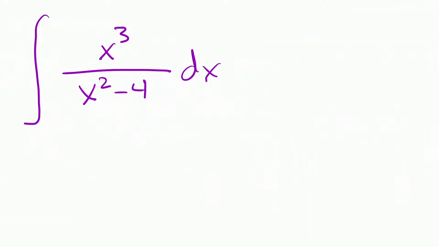Okay, so let's deal with this first one. This is an improper fraction. Let me remind you what an improper fraction is. I'm just going to back up for a second and write something like this, 7/3. That's an improper fraction.